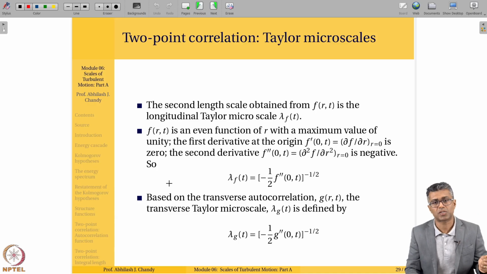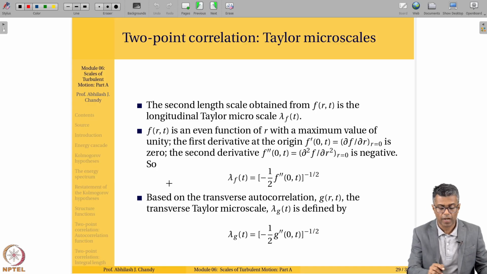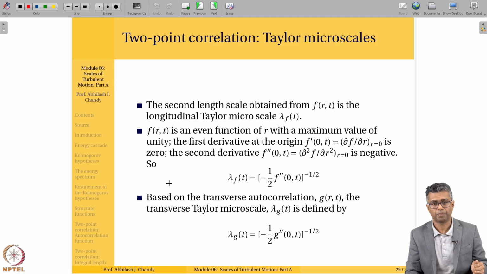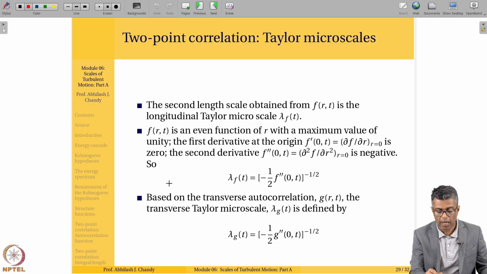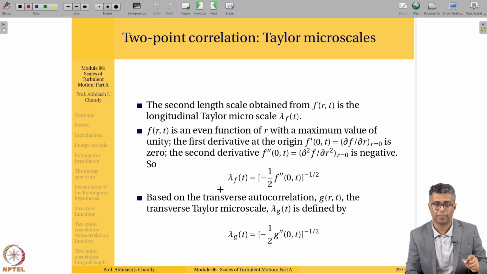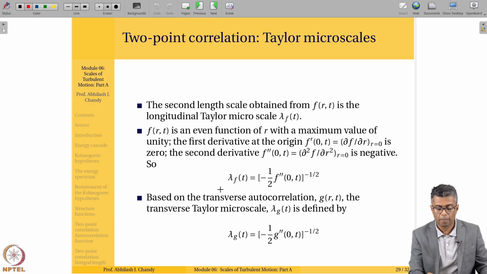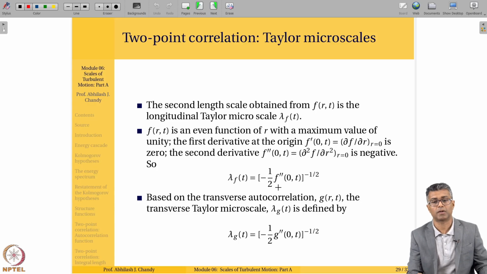So the second length scale is obtained from f of r,t, which is the longitudinal Taylor microscale lambda f. So f of r,t is an even function of r, and the first derivative at the origin is 0, as you saw, and the second derivative is negative because it is decreasing. So now you have a lambda f which is defined as the Taylor microscale, minus half f double prime, as in the second derivative, the whole thing raised to minus half.